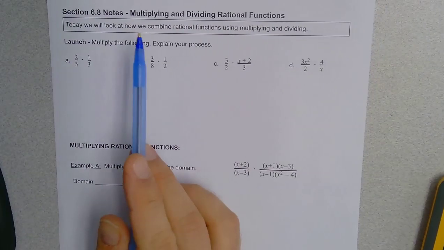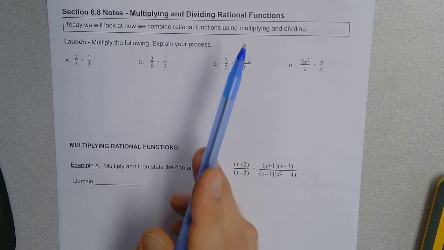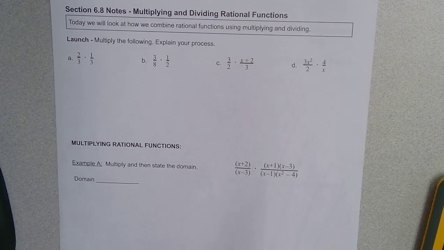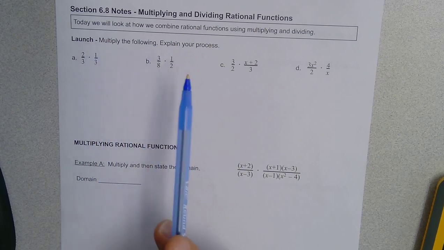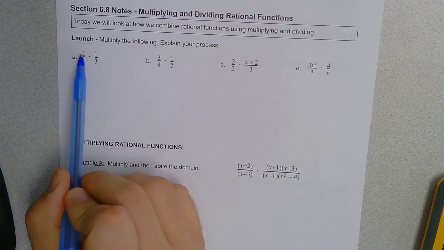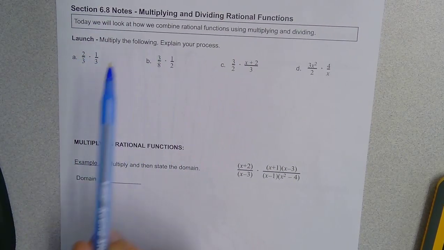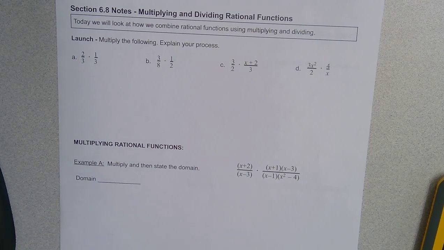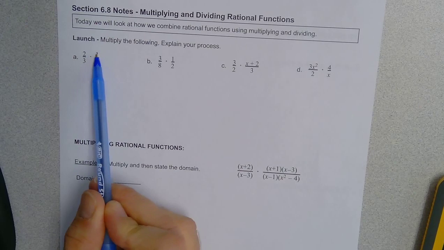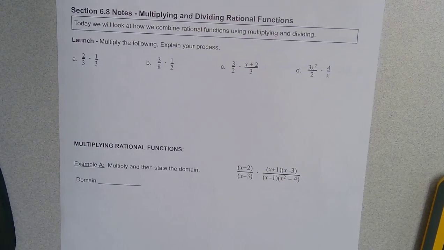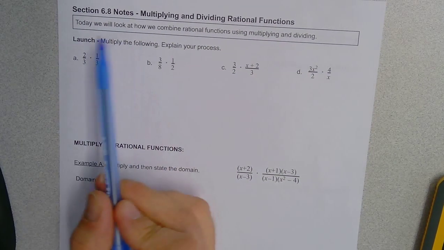All right, so we're going to look at multiplying and dividing rational expressions. First, we're going to combine them by multiplying and dividing. So our launch, we just need to multiply some fractions. Some misconceptions that I heard about multiplying fractions: some people try to cross multiply or find a common denominator before you multiply. And it's pretty simple.